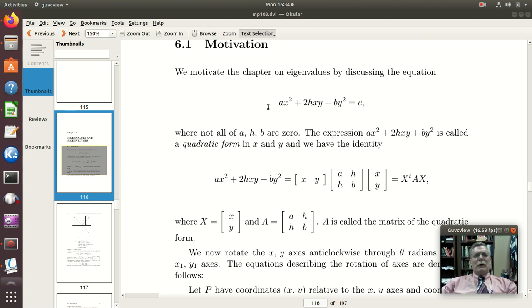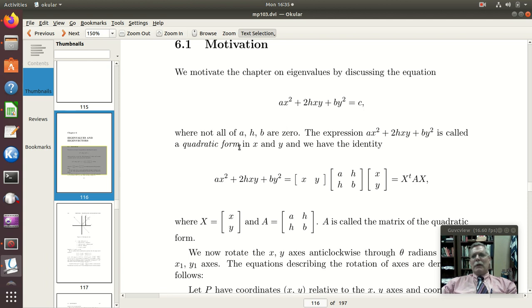Okay, so in chapter 6 here, they give this motivation and they say we want to look at equations of this sort right here, so this quadratic. So ax squared plus 2hxy plus by squared equals c. And they say not all of a, h, and b are 0, so at least one of those is not 0.